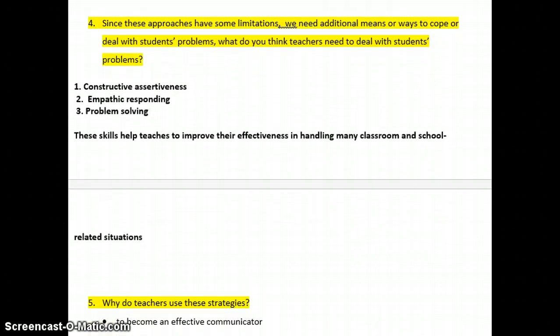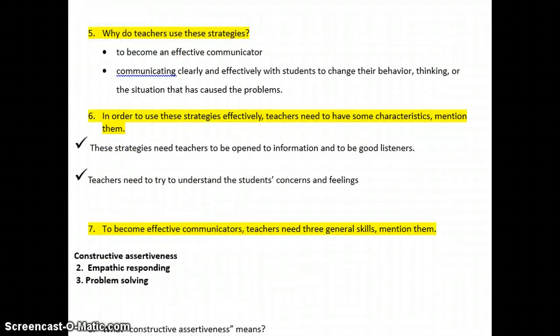Since the approaches have some limitations, we need some additional means or ways to cope or deal with student problems. What do you think teachers need to deal with student problems? Constructive assertiveness. Number 1, constructive assertiveness. Number 2, empathetic responding. 3, problem solving. These skills help teachers improve effectiveness in handling the classroom and school-related situations.